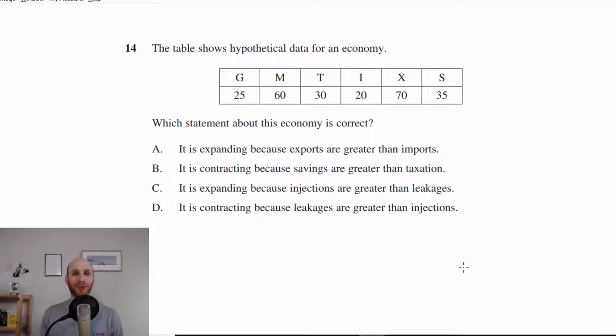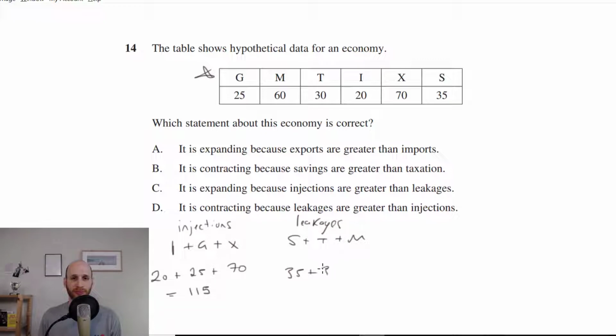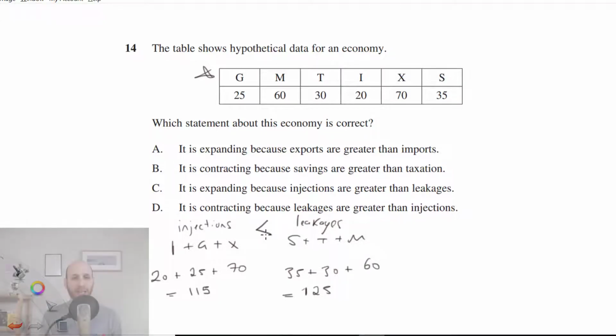Question 14, leakages and injections. So for 14, we can see government spending, imports, taxation, investment, exports, saving, and they're all kind of mixed up. So basically what we're looking at here is the relationship between these two things here. So if we add up the numbers here, leakages are greater than injections. So we could see here that D is a possibility.